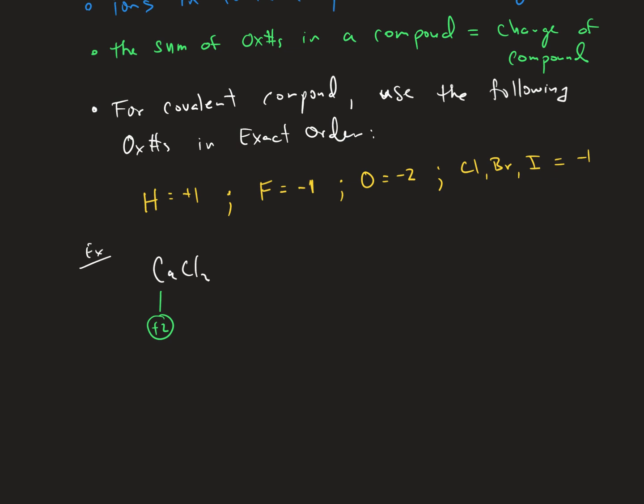Okay? And what about for chlorine? -1. And if you multiply the -1 by 2, you get -2, and you add it to +2, and you get what? 0. Well, that's good because this is a neutral compound. It follows that rule. Make sense so far? Questions? Okay? Let's do another example.